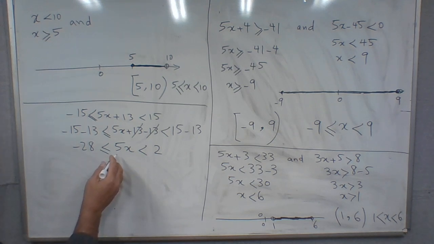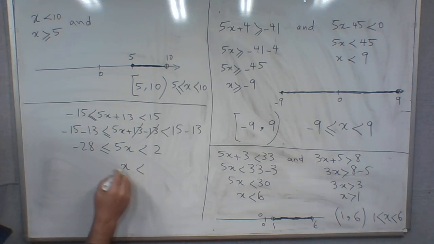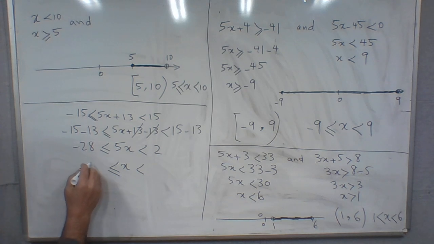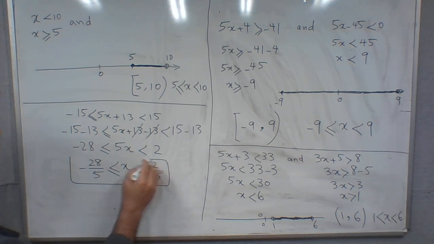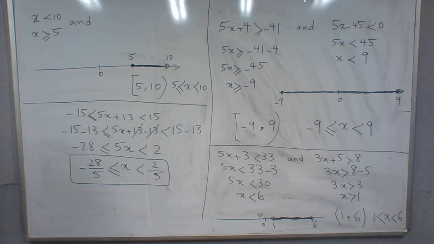Now we need to get rid of 5. So we divide everything by 5. So negative 28 fifths and 2 fifths. So this is the solution of that inequality. x between negative 28 fifths and 2 fifths.